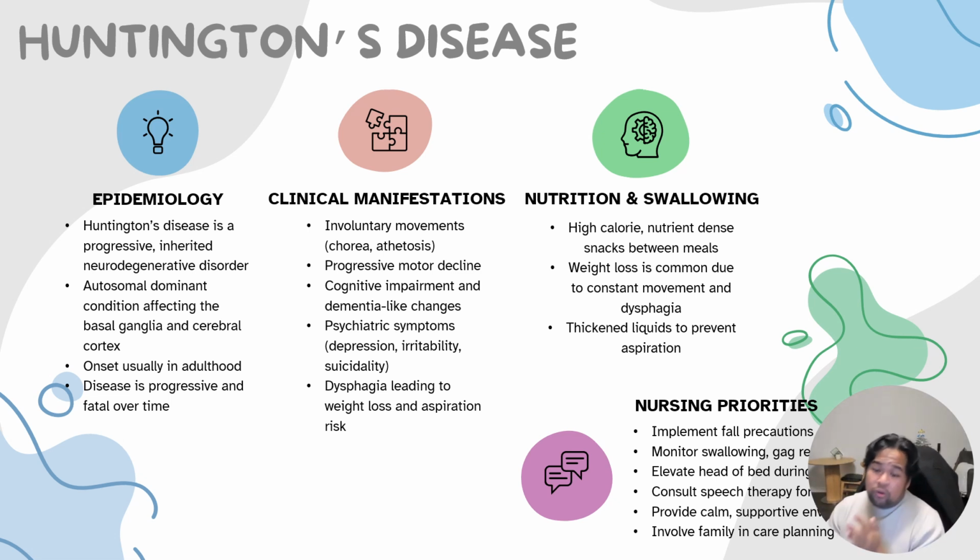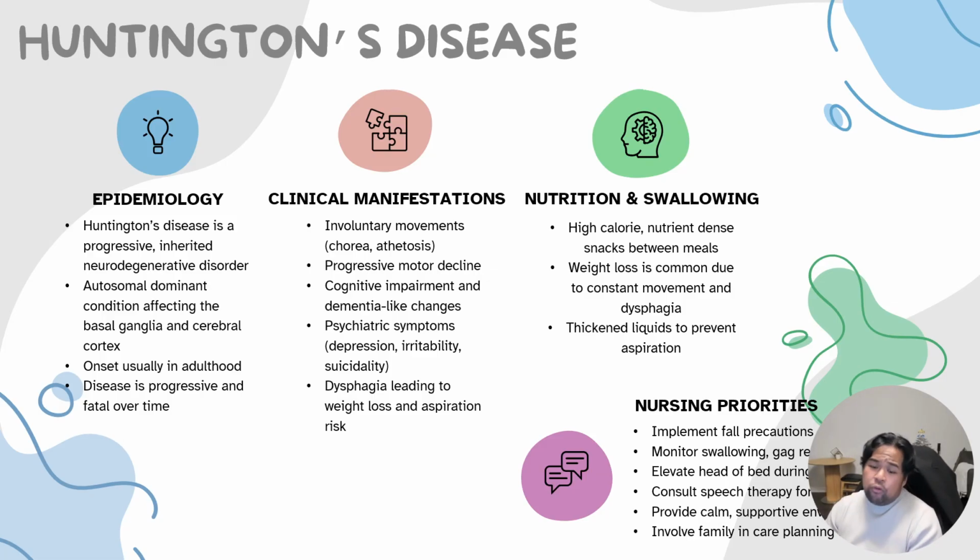We're going to give them some sort of high-calorie, nutrient-dense snacks in between meals because they're going to have weight loss. So we might give them supplements, some protein. We're going to give them thickened liquids because it's harder for them to swallow. So regular, like water, they might aspirate that, right?